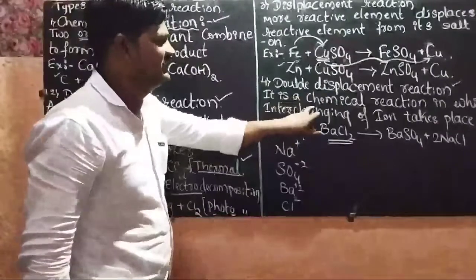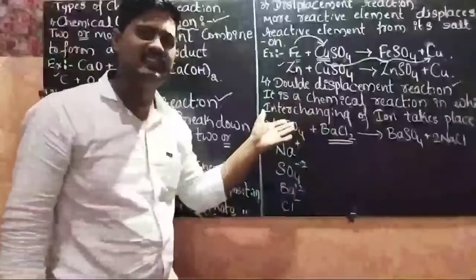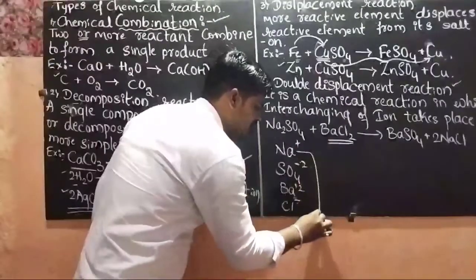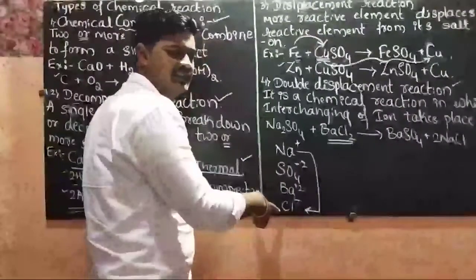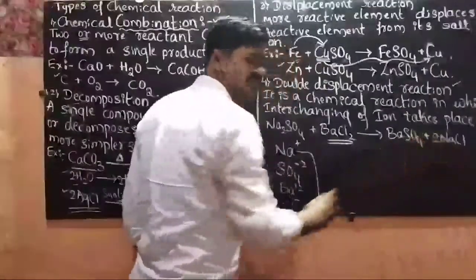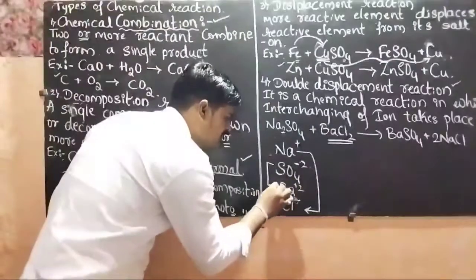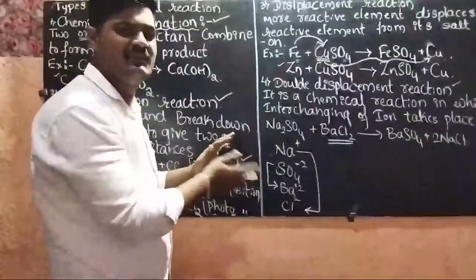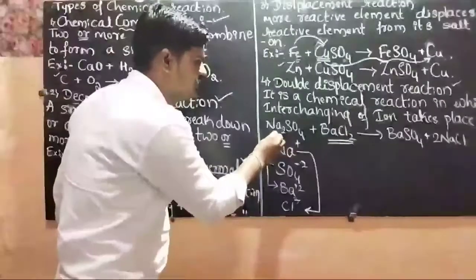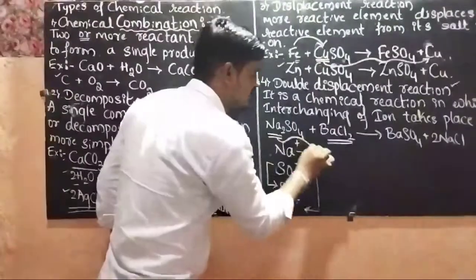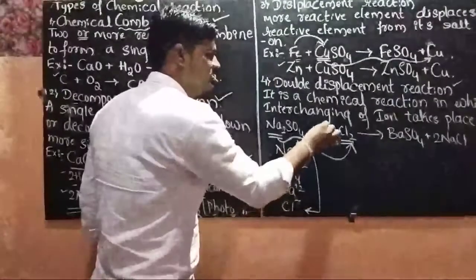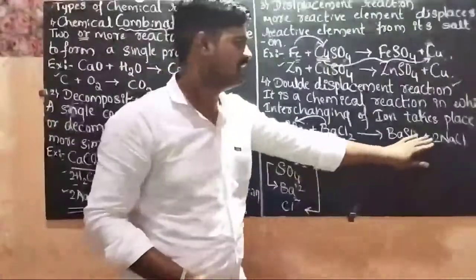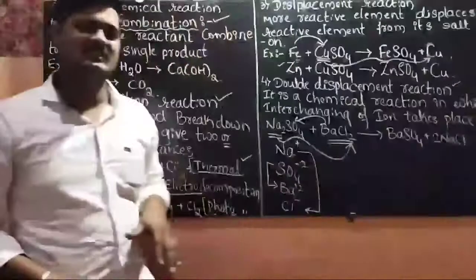So what is the definition? It is a chemical reaction in which interchanging of ions takes place. So this sodium ion will combine with chlorine, and it will become sodium chloride. And these two ions, barium and sulfate, will become barium sulfate. Here you can see interchanging of ions taking place. Sodium reacts with chlorine and barium reacts with sulfate, so barium sulfate and sodium chloride are formed.